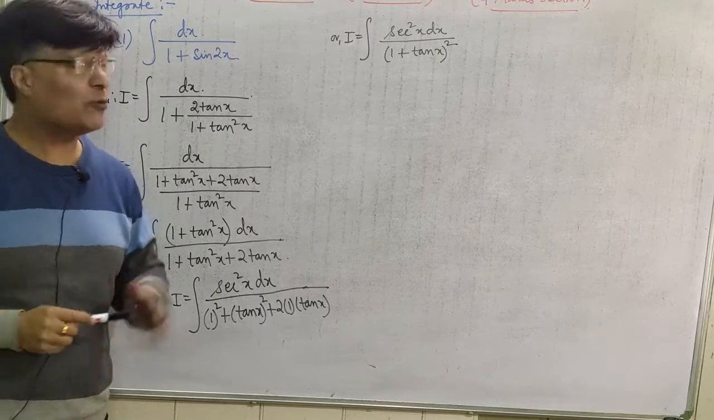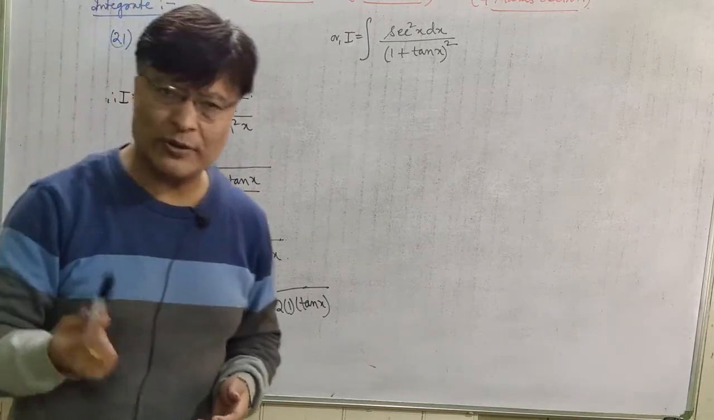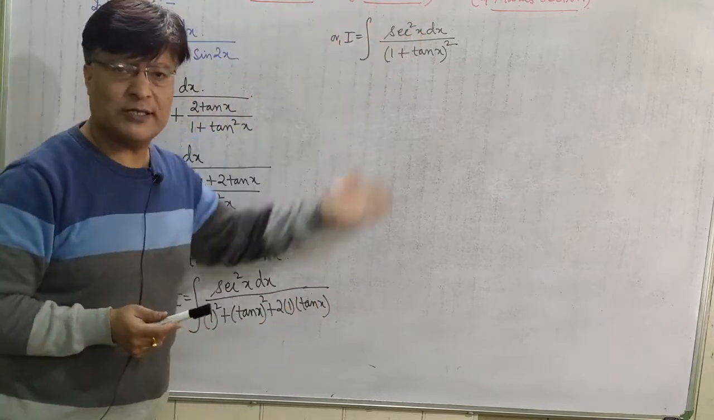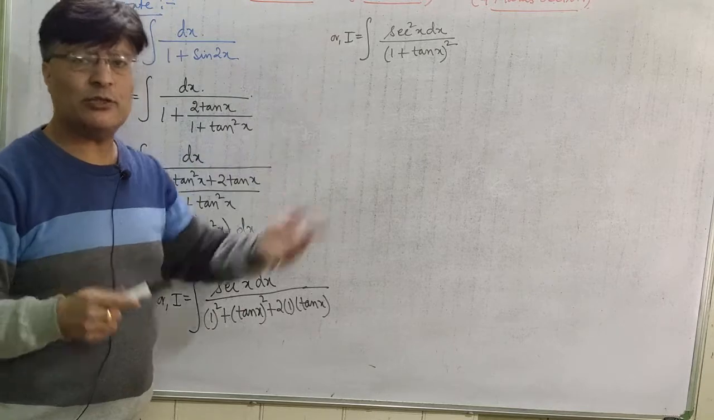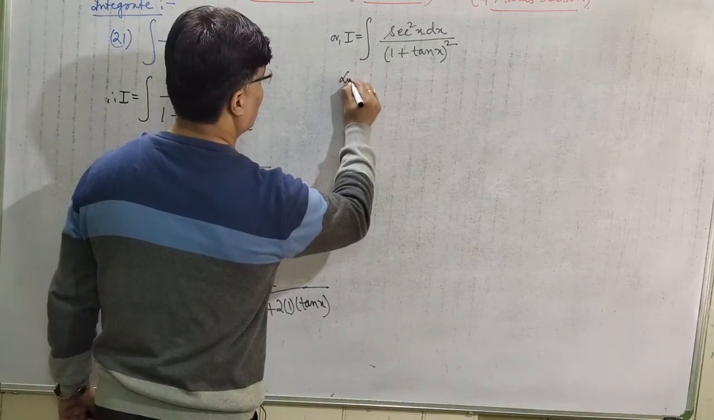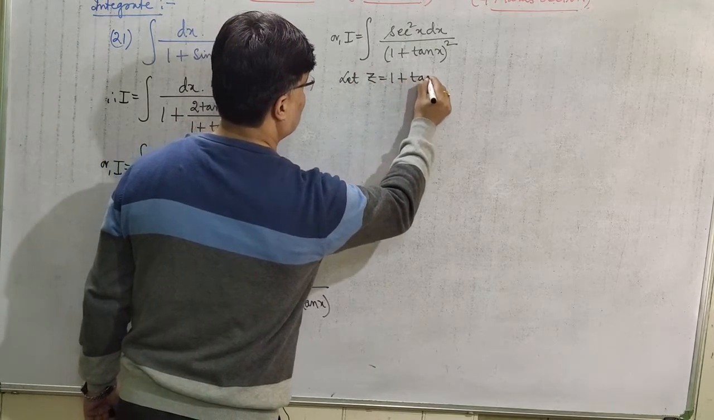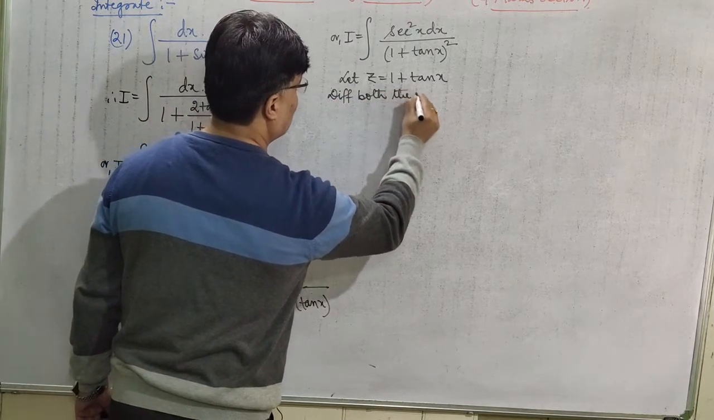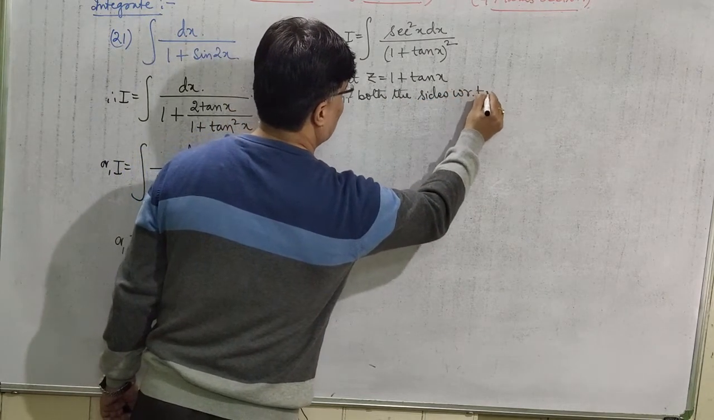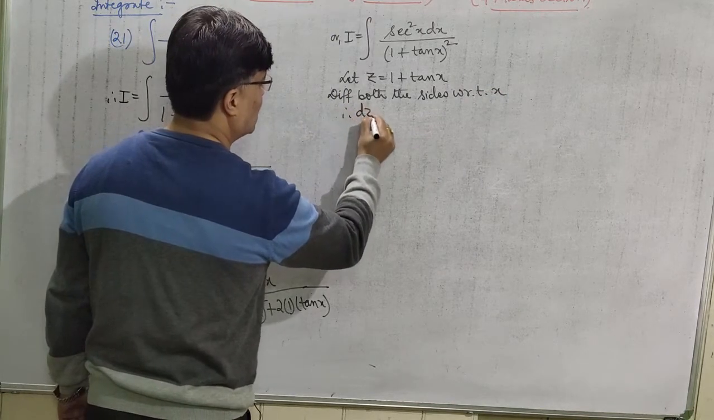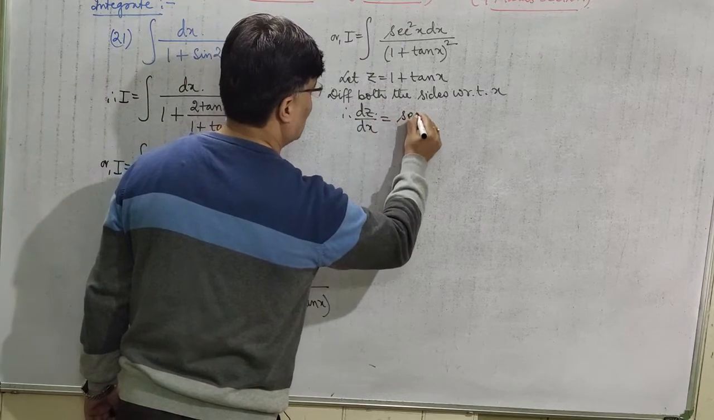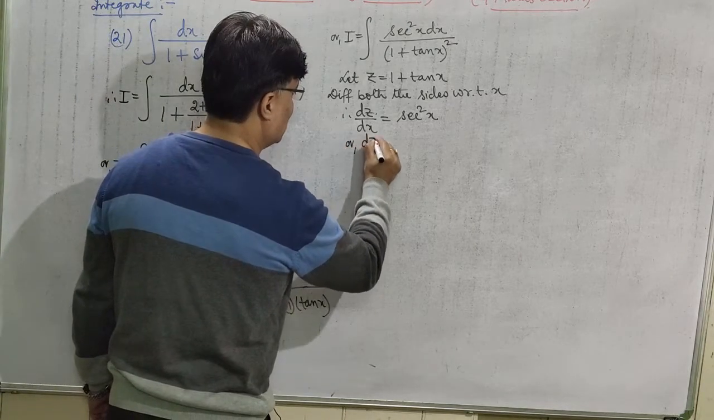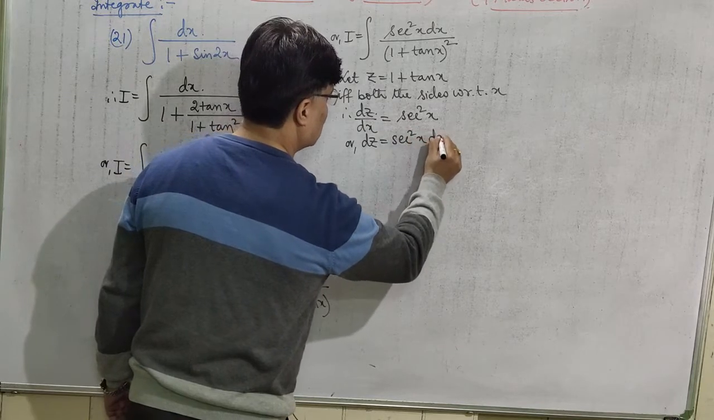So I think you have understood it. Now you can easily use the method of substitution, because you know that differentiation of tan x is sec square x. Also the differentiation of 1 plus tan x is also sec square x, because the differentiation of 1 is 0, and the differentiation of tan x is sec square x. That means we are getting sec square x. So we can assume, let z is equal to 1 plus tan x. Now let us differentiate it. Differentiating both the sides with respect to x, therefore dz by dx is equal to, for 1 it is 0, you don't have to write it, and for tan x it is sec square x. Now let's do the cross multiplication. So dz is equal to sec square x dx.